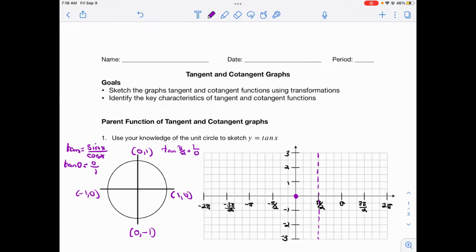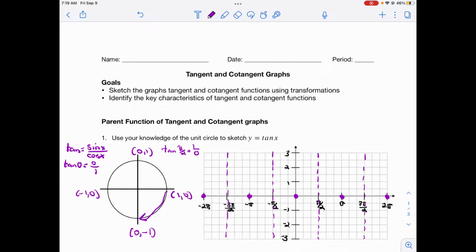And then for pi, 0 divided by negative 1 is 0. For 3 pi over 2, negative 1 divided by 0 is undefined, so that's an asymptote. And then 2 pi, of course, is 0 divided by 1, which is 0. Let's do negative pi over 2. That gives us negative 1 divided by 0, so that's an asymptote. And then 0 divided by negative 1 is 0. For negative 3 pi over 2, that is 1 divided by 0, so that's undefined. And for negative 2 pi, that's 0 divided by 1, which is 0. Well, that didn't tell us a whole lot.